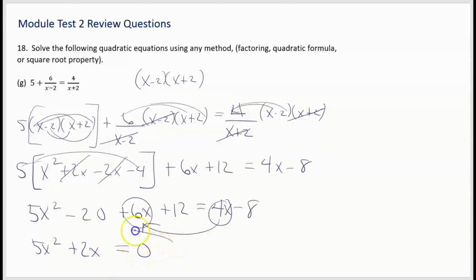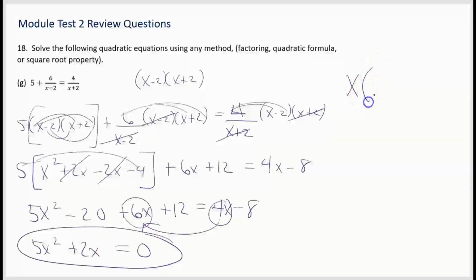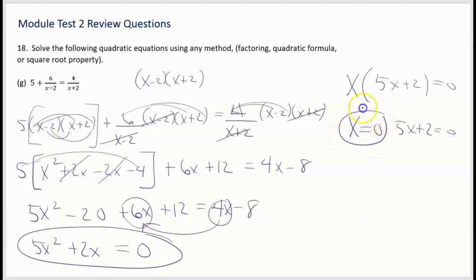You know why? This will factor. So let's pull out that x, the greatest common factor of x. So it gives me x times 5x plus 2 equals 0. I set each factor separately equal to 0. So I get x equals 0 as one of my answers. I'm going to subtract 2 and divide by 5, and there's my other answer. That's both solutions right there.